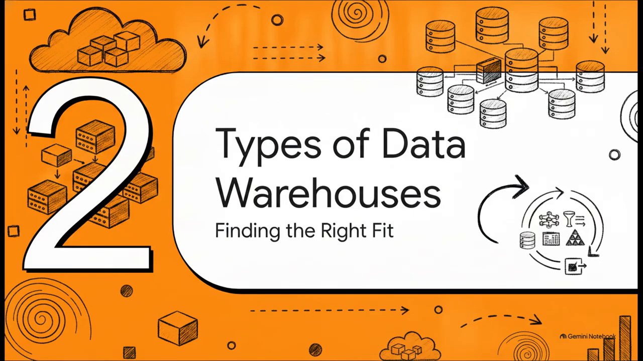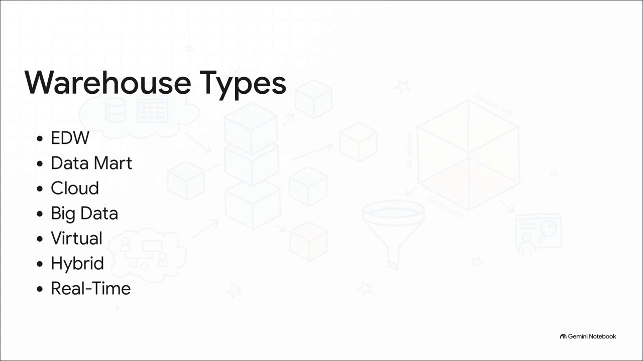Section 2, Types of Data Warehouses. Finding the right fit. Because centralized storage can take on a bunch of different shapes and sizes depending on what an organization actually needs, let's rapidly move through the 7 main variations. First up is the Enterprise Data Warehouse, or EDW, which stores data for the entire organization, the whole shebang. But, sometimes you need something a bit more focused, which is where a data mart comes in. This one is just for a specific department. Think of a university keeping its HR data totally separate from student data.